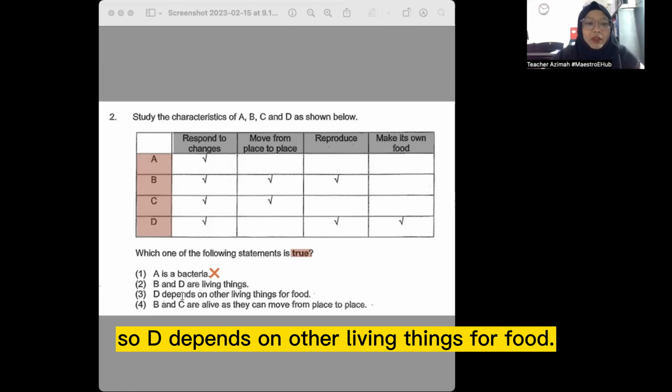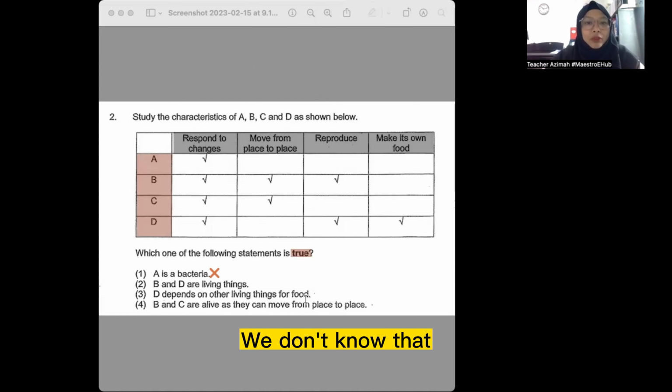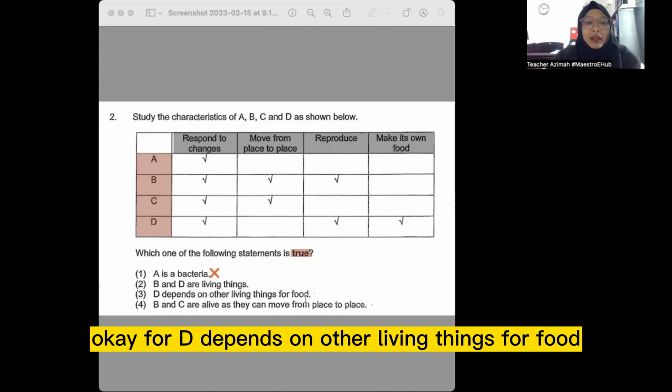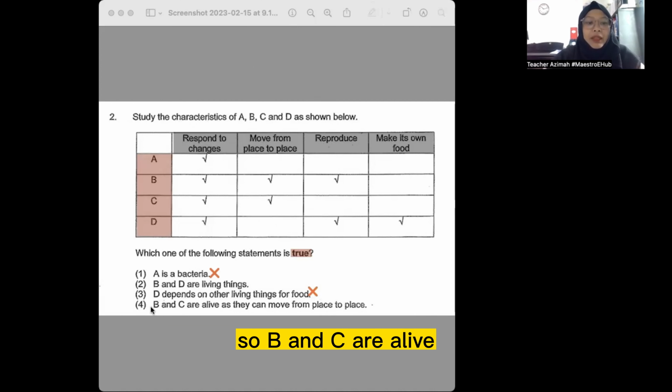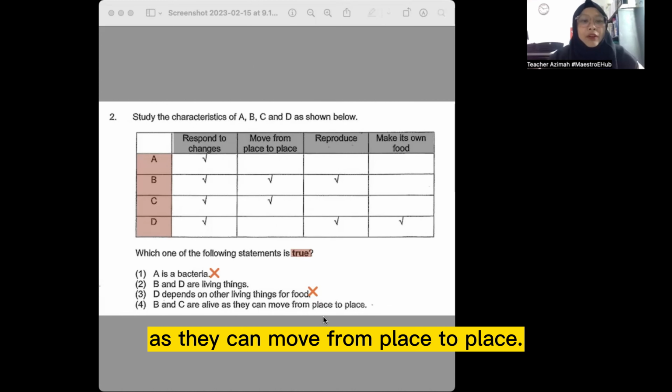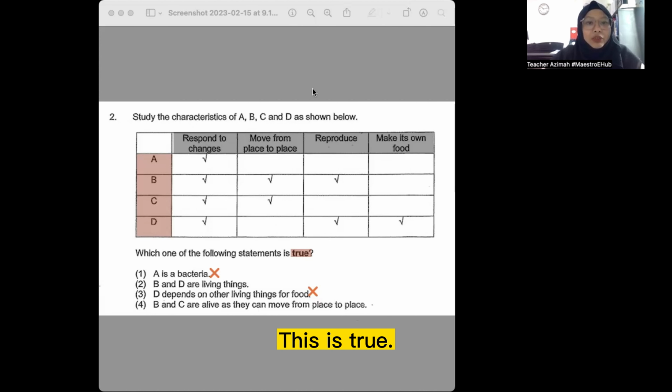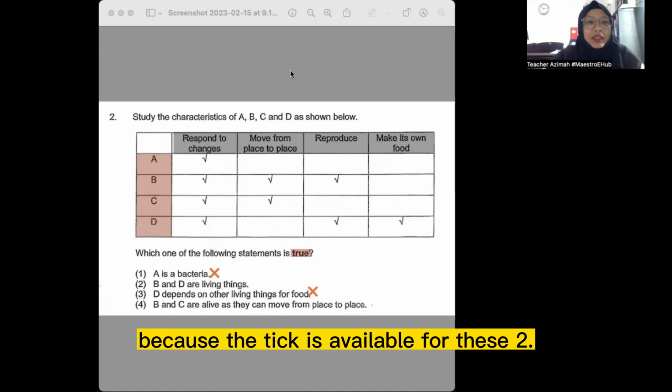D depends on other living things for food. We do know that. Okay. For D, depends on other living things for food, definitely not, because it makes its own food. So B and C are alive, okay, as they can move from place to place. And this is true because the tick is available for these two.